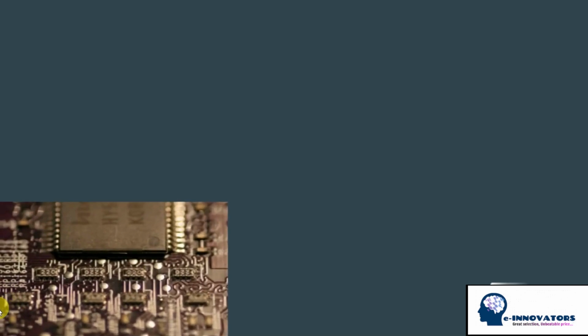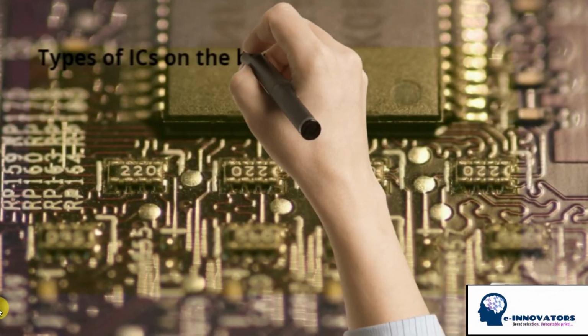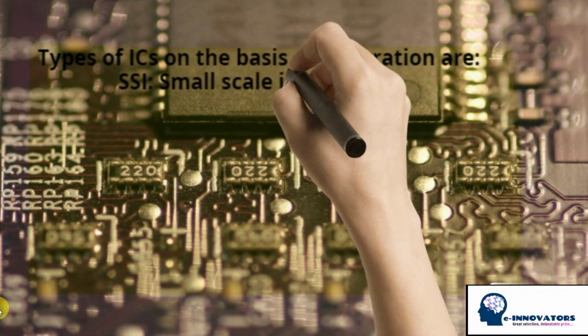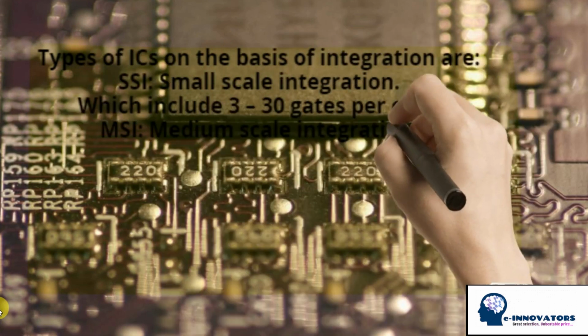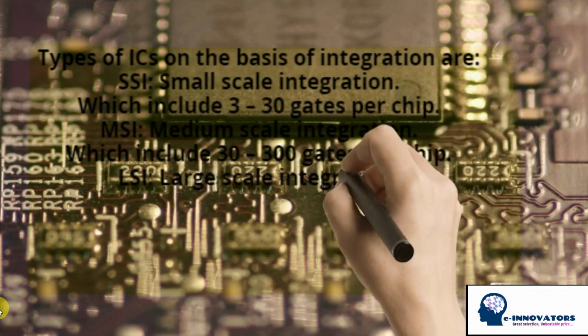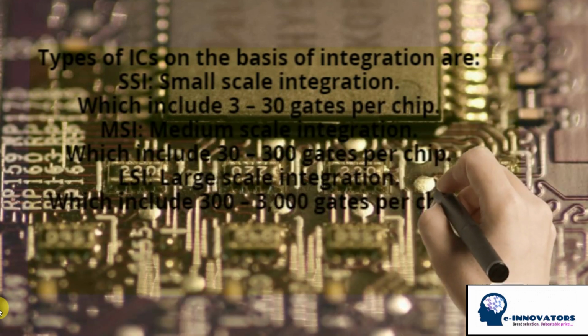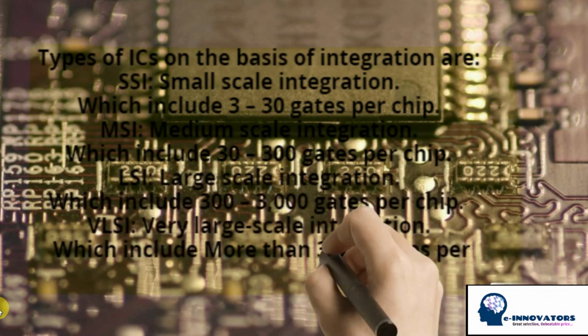Types of ICs on the basis of integration are SSI, small scale integration, which includes 3 to 30 gates per chip. MSI, medium scale integration, which includes 30 to 300 gates per chip. LSI, large scale integration, which includes 300 to 3000 gates per chip. VLSI, very large scale integration, which includes more than 3000 gates per chip.